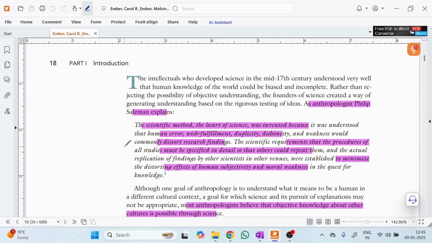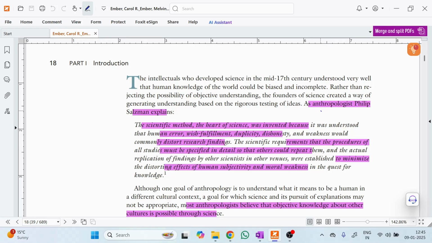Hello everyone. I'm going to start with a new chapter, research methods in anthropology, and the name of the book is Ember and Ember. So, why do we need scientific methods to study anything?